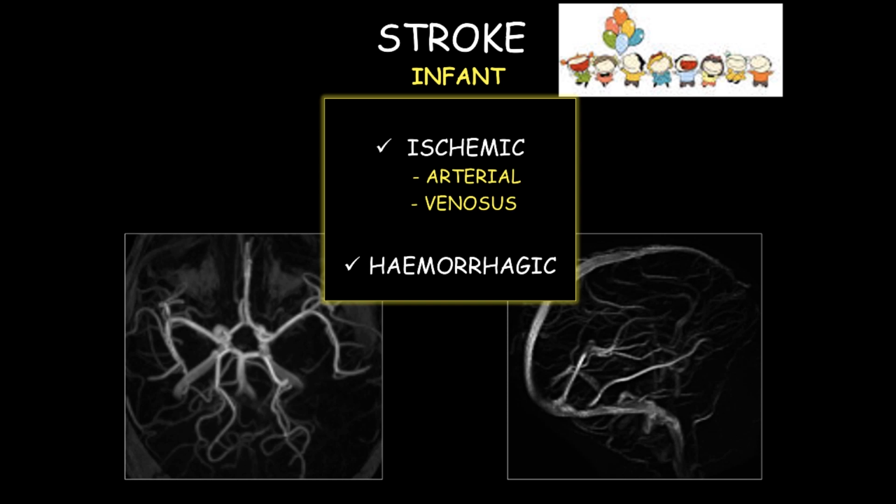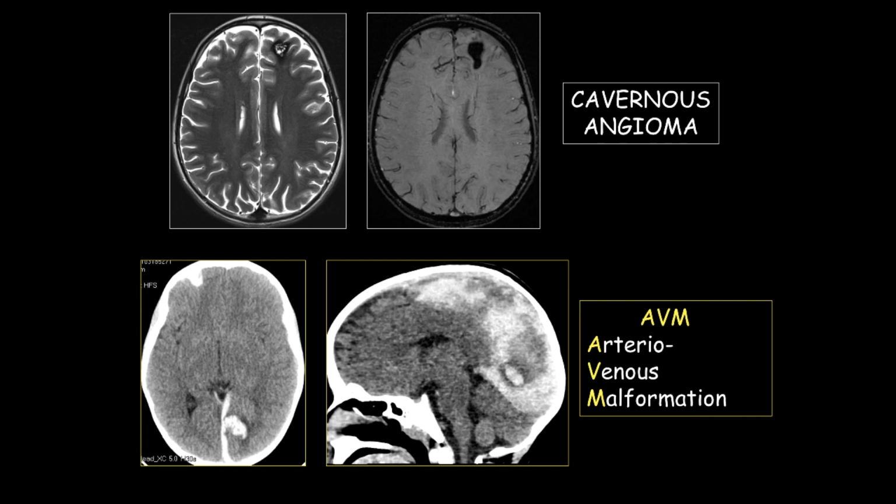Infant stroke doesn't only mean ischemic stroke, it also means hemorrhagic stroke. Hemorrhagic strokes may be related to vascular malformative lesions. In particular, we are going to present two main lesions: cavernoma.